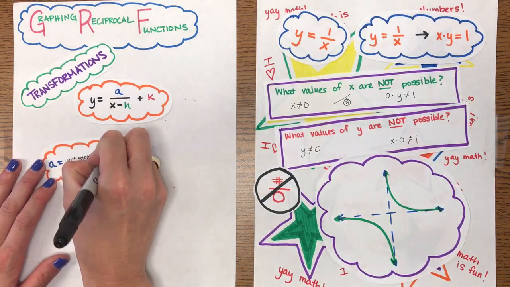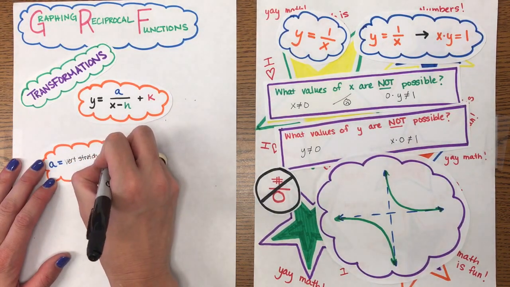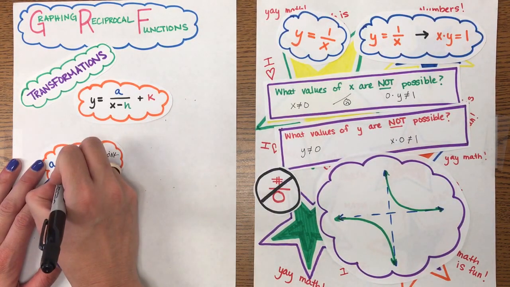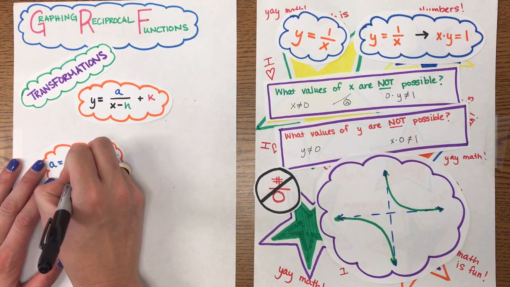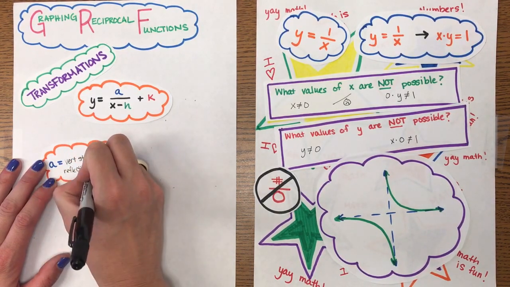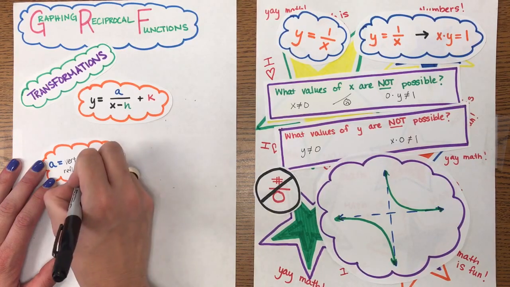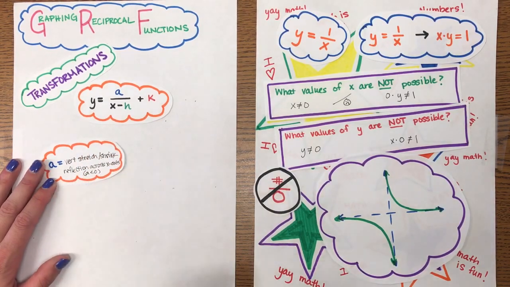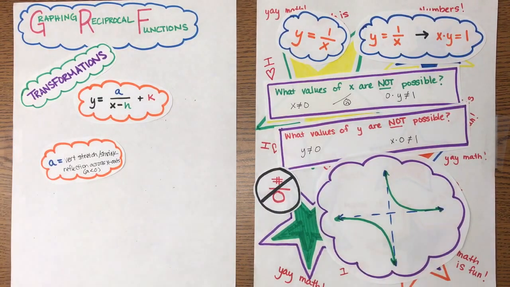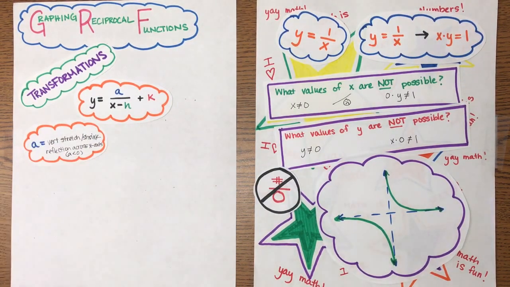It's also going to be a reflection across the x-axis, and this one is if a is negative. So if a is negative, it's going to flip our graph across the x-axis, which is what it's always done. And if the absolute value of a is bigger than 1, it's going to be a vertical stretch. If the absolute value of a is between 0 and 1, it's going to be a vertical shrink.